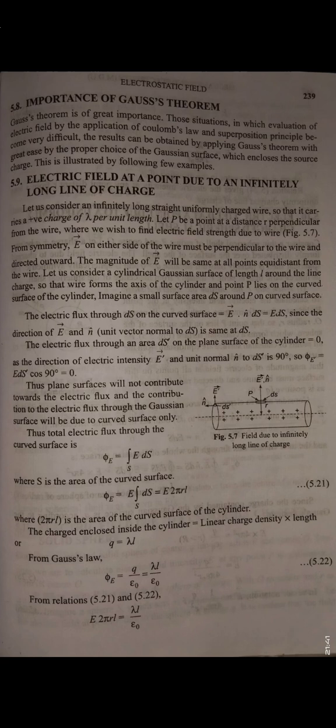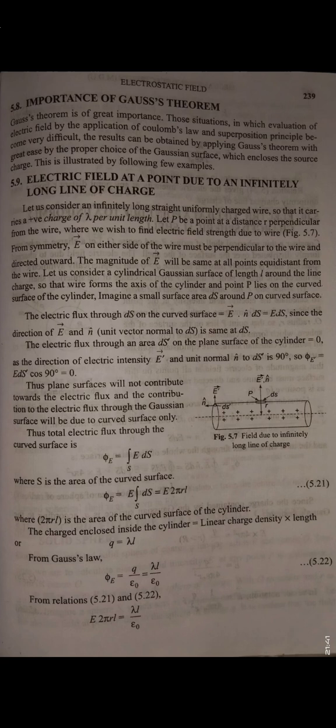Electric field at a point due to an infinitely long line of charge. Let us consider an infinitely long straight uniformly charged wire so that it carries a positive charge of λ per unit length. Let P be a point at a distance r perpendicular from the wire where we wish to find electric field strength due to the wire. From symmetry, E vector on either side of the wire must be perpendicular to the wire and directed outward. The magnitude of E vector will be the same at all points equidistant from the wire.